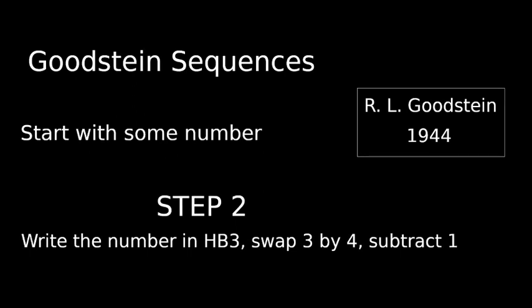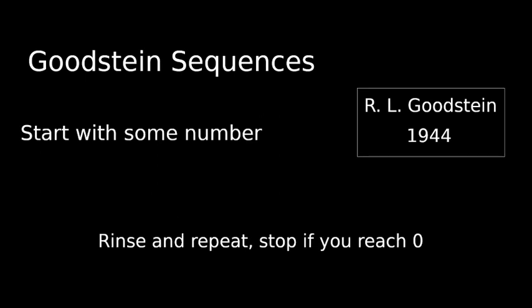For step 2, we take the result of the subtraction and write it in hereditary base 3. We swap all the 3's in the bases by 4's, then subtract 1. The result is the third term of the sequence. For step 3, we write the result of the subtraction in hereditary base 4, swap all the 4's by 5's, and then we subtract 1 to get the next term in the sequence. At this point I hope the pattern's clear. You just rinse and repeat, always increasing the base, and the sequence will only stop if we ever reach 0.